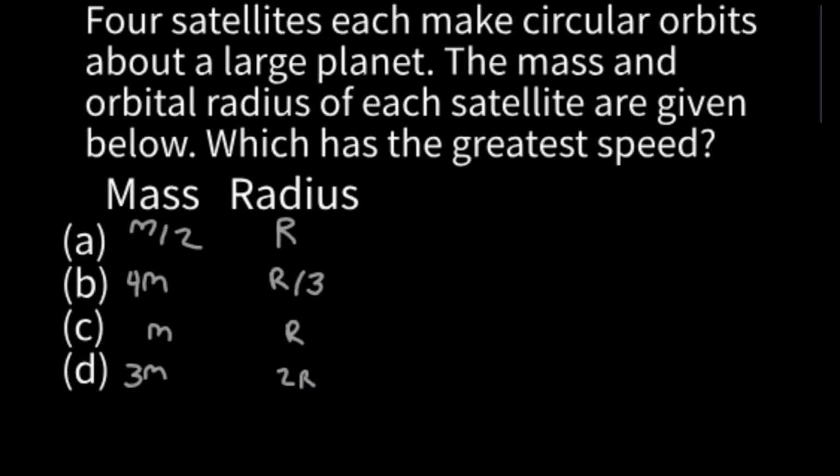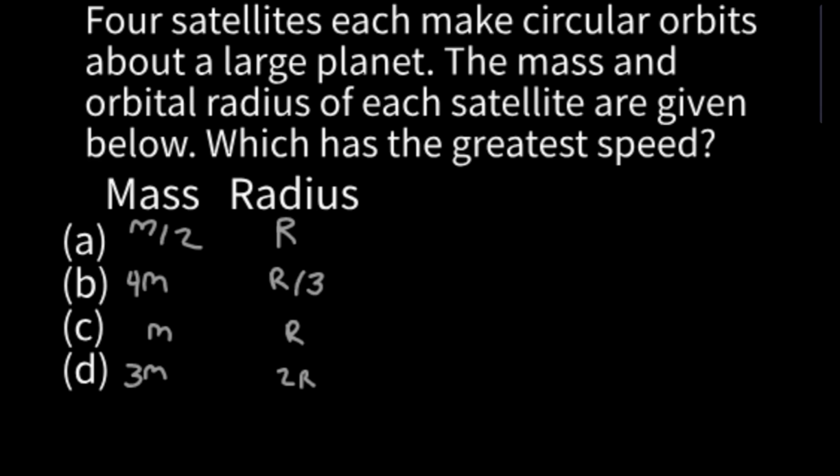For this problem, we have four satellites orbiting a large planet, and their masses and radius of orbit are given below. We want to know which one has the greatest speed. Well, we know orbital speed is in our equation for centripetal acceleration, and it's also in the equation for centripetal force.